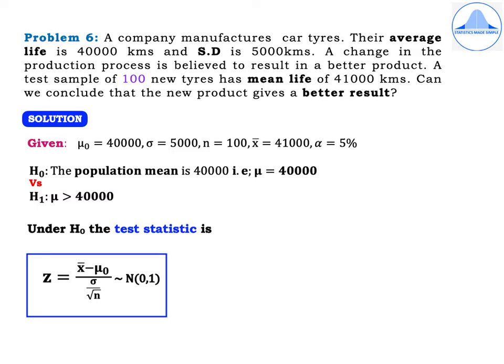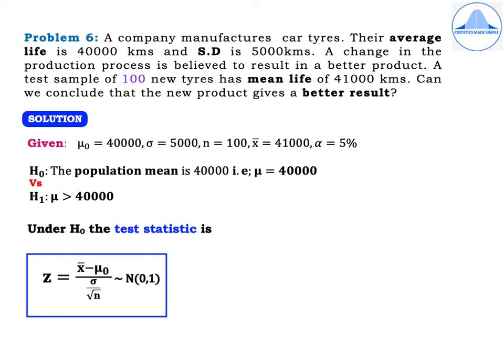So start with the first sentence. A company manufactures car tires. Their average life is 40,000 kilometers and standard deviation is 5,000 kilometers. So they are only talking about a particular company and the word sample is not present. So it is a population. The mean and standard deviation of the population are given. So under solution, write given mu naught is equal to 40,000 and sigma is equal to 5,000.